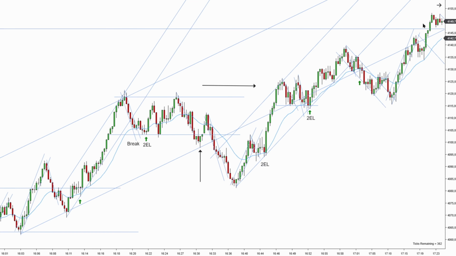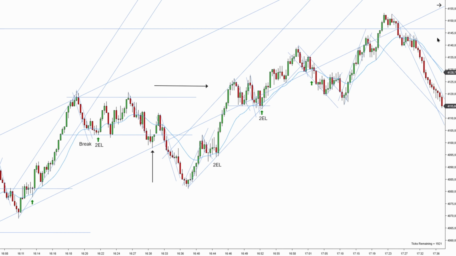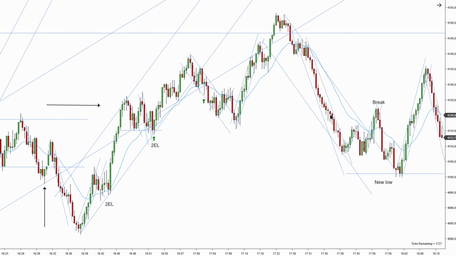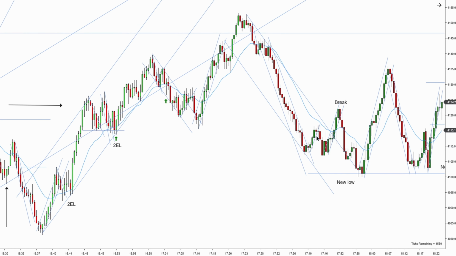If you zoom out like this, we've been working higher for quite some time, and to reverse just like that is not really the safest entry. You want to see a proven trend in the opposite direction, and once you get a proven trend in the opposite direction, then you want to sell a second entry short.